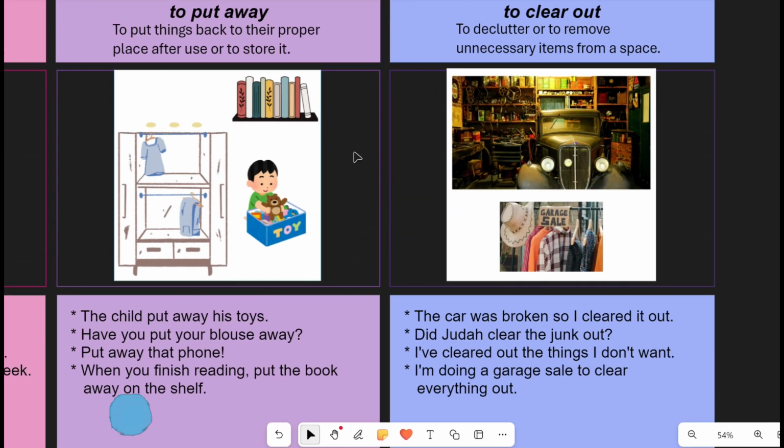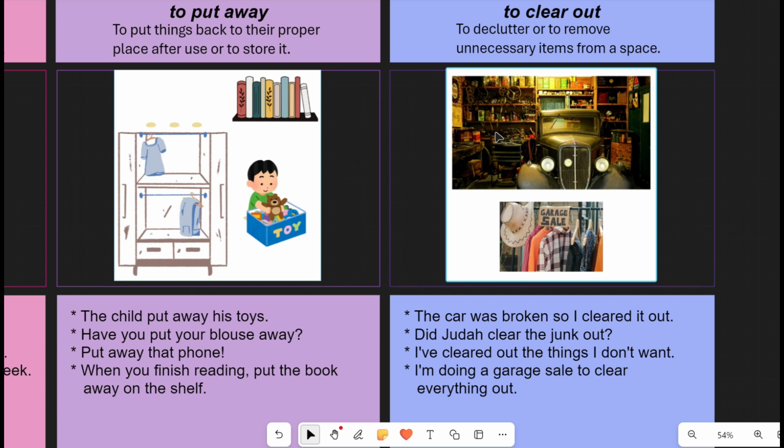To clear out. To declutter, or to remove unnecessary items from a space.